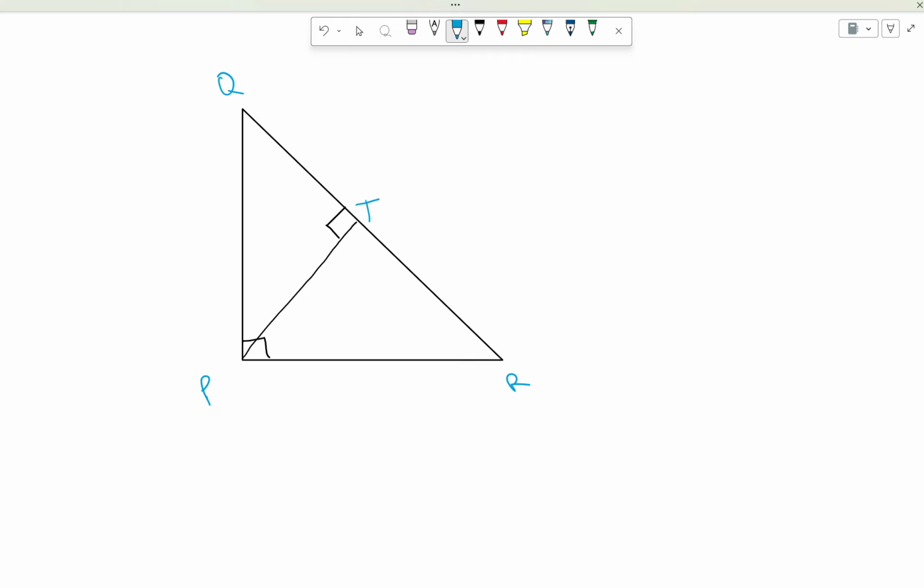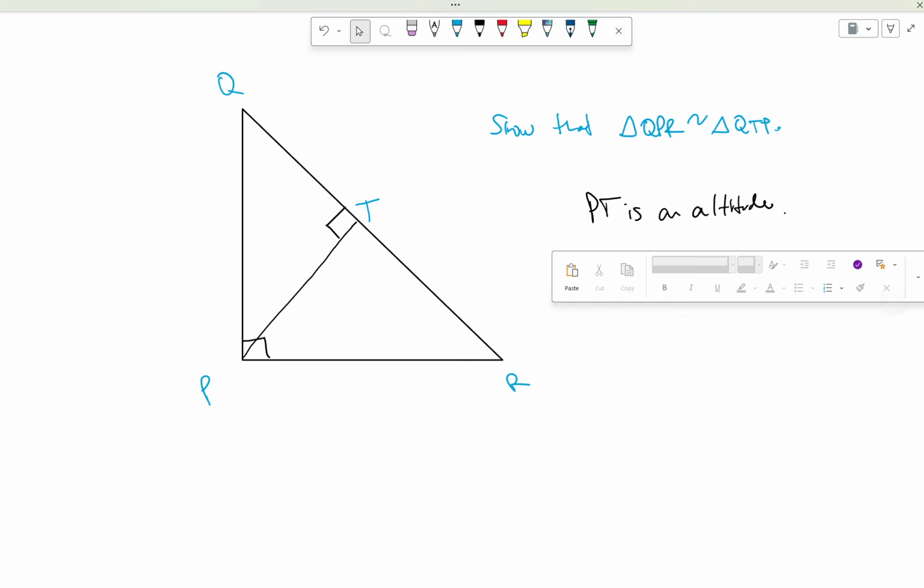PT is an altitude. So we're going to show that triangle QPR and triangle QPT, QTP are similar. So I need the similarity in between the two of them. So here's what we have. PT is an altitude. And this altitude is always going to create three similar triangles, actually. And here's how we're going to have this guy.